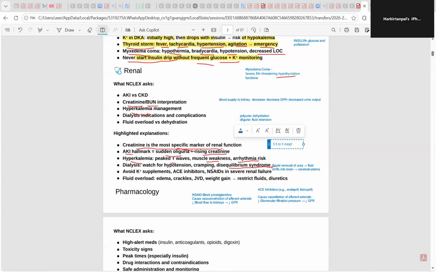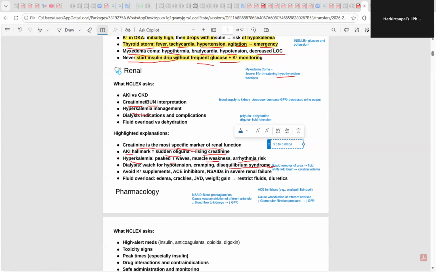Also, for those taking ACE inhibitors, the ACE-pril family comes under angiotensin converting enzyme inhibitors. NSAID means non-steroidal anti-inflammatory drug. If the client has severe renal failure, ACE inhibitors or non-steroidal anti-inflammatory drugs should not be used, and potassium supplements are also not recommended.